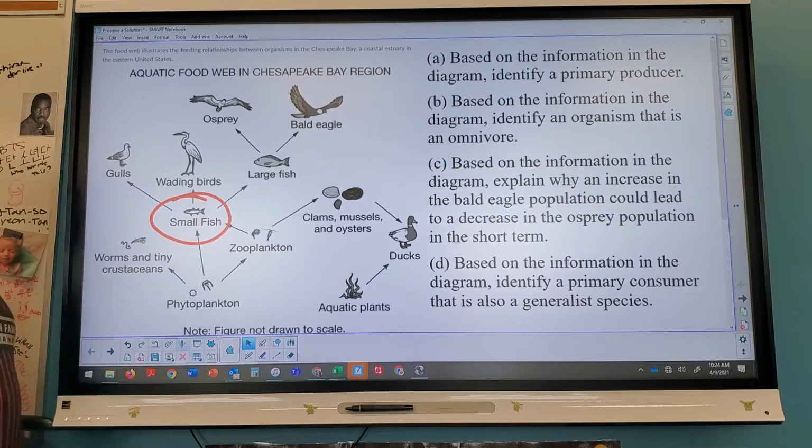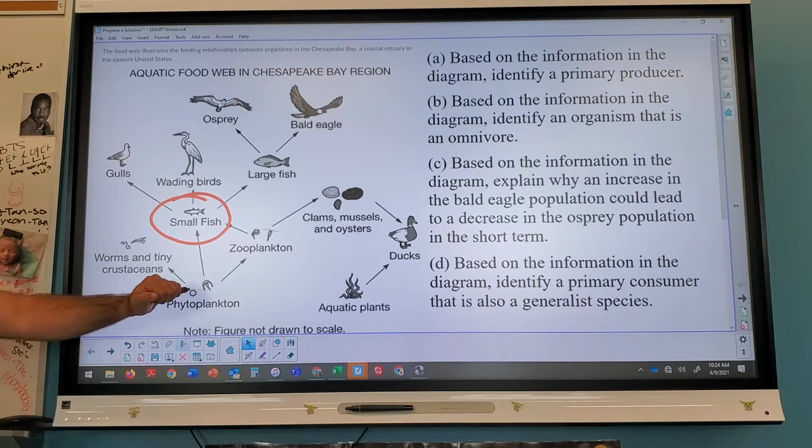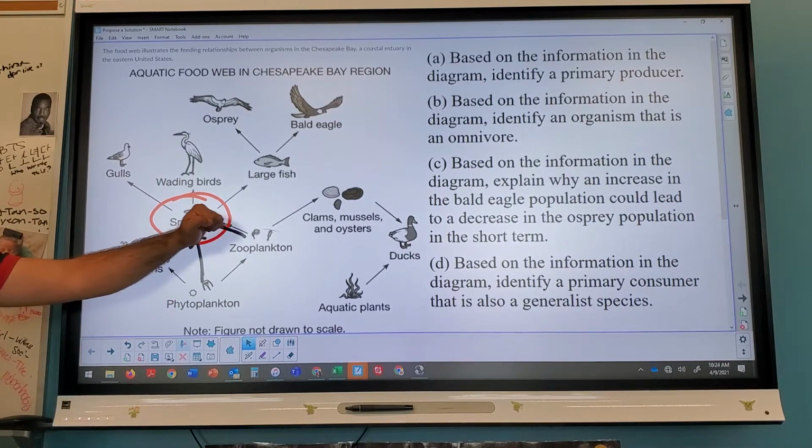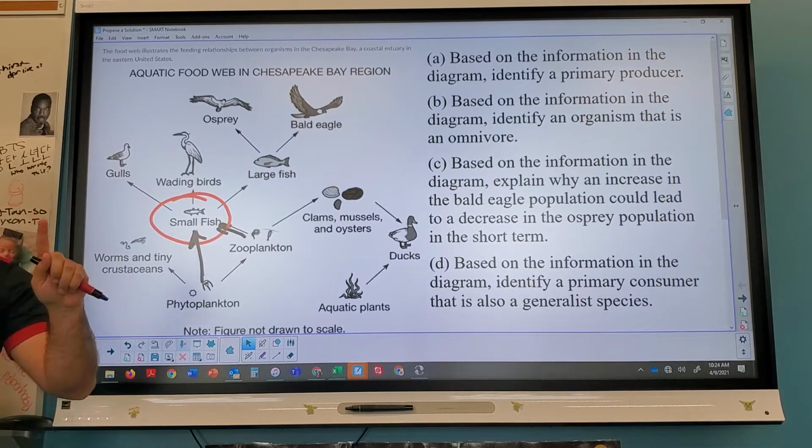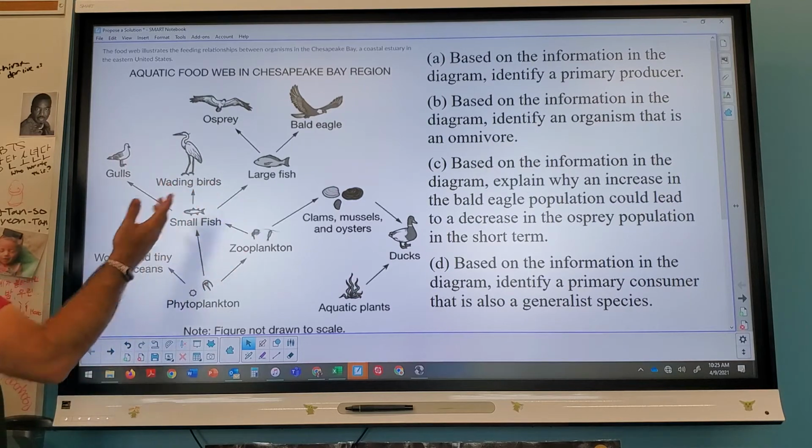probably be small fish, because what do you see? Also a generalist. Everything. It's getting some things here, right? And it's also a primary consumer, yes? Primary means it eats first, yes? But it's eating a lot of other things. So you can qualify it both ways.